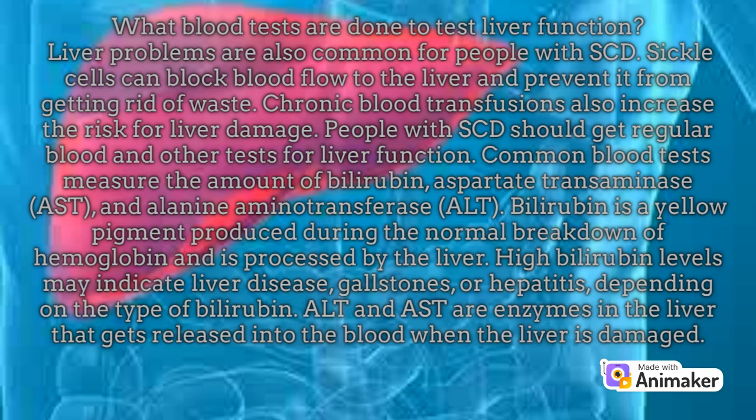Common blood tests measure the amount of bilirubin, aspartate transaminase, AST, and alanine aminotransferase, ALT. Bilirubin is a yellow pigment produced during the normal breakdown of hemoglobin and is processed by the liver. High bilirubin levels may indicate liver disease, gallstones, or hepatitis, depending on the type of bilirubin. ALT and AST are enzymes in the liver that get released into the blood when the liver is damaged.